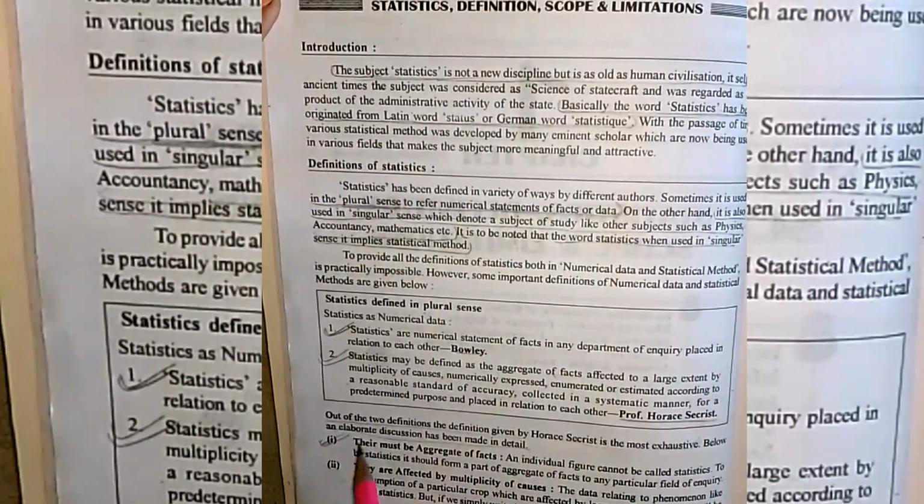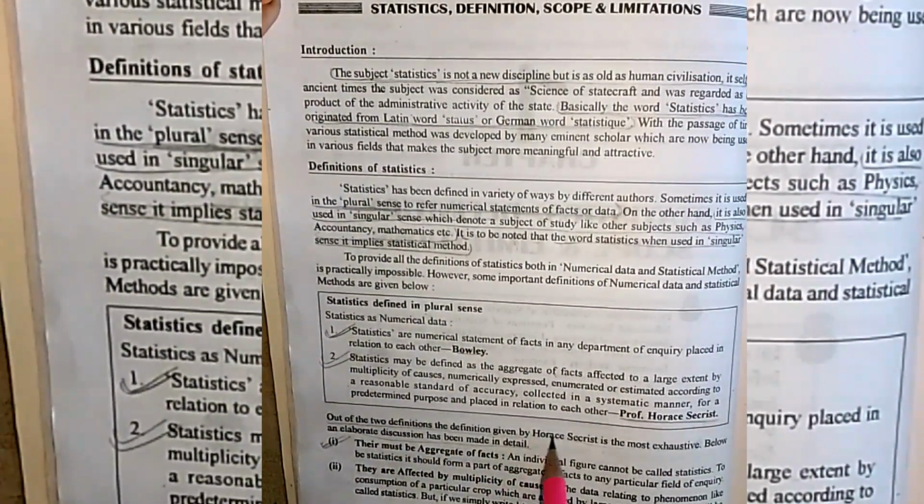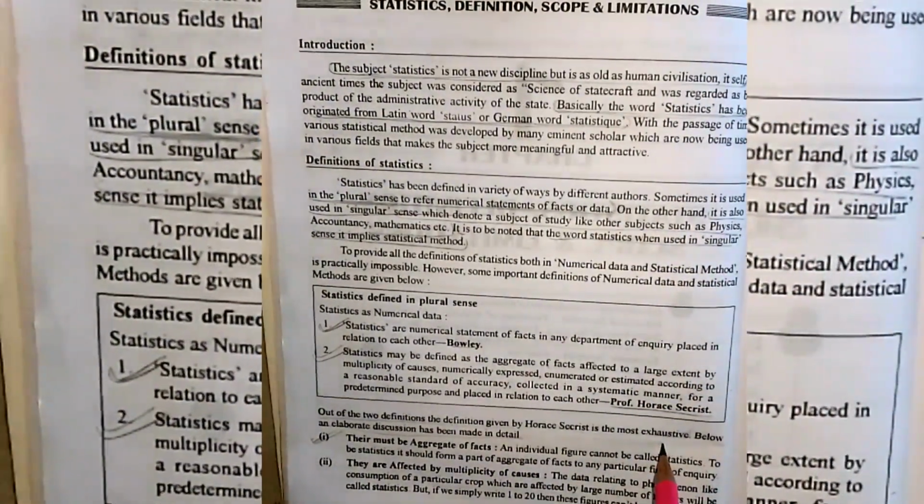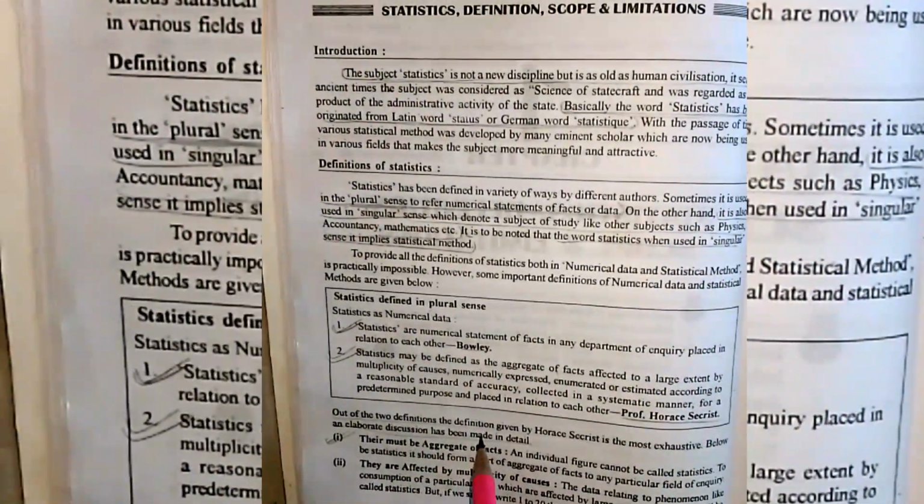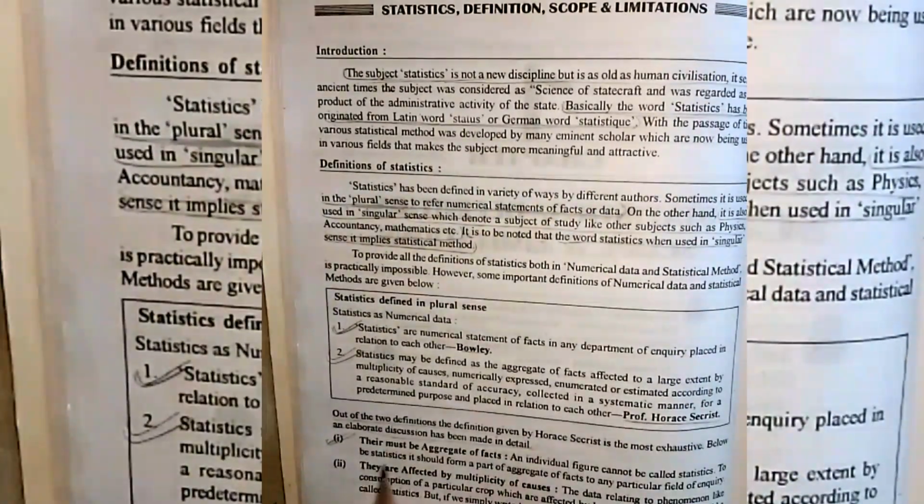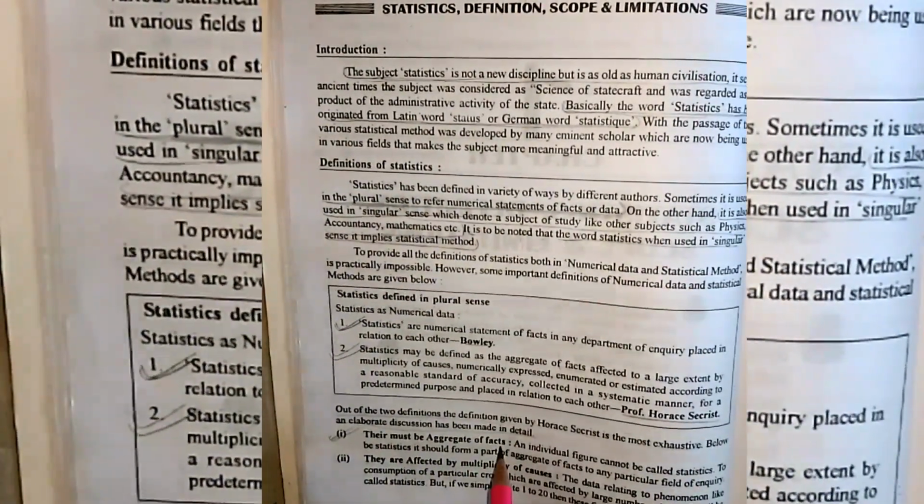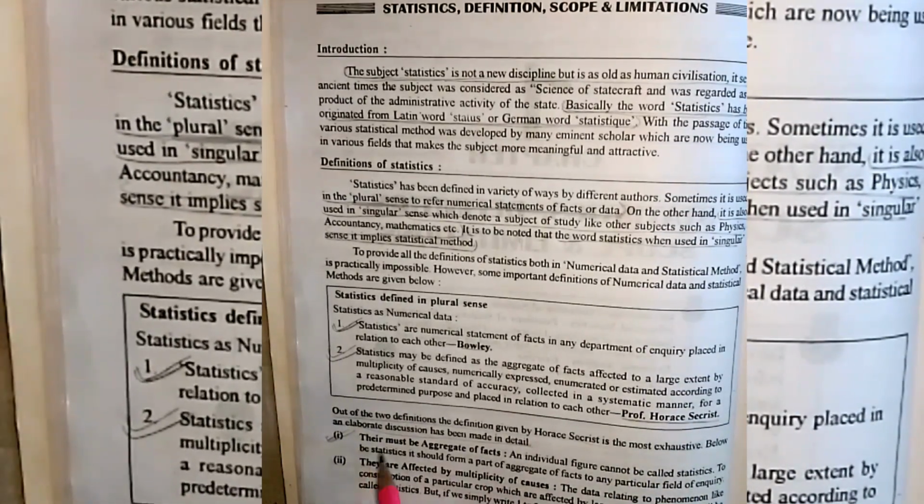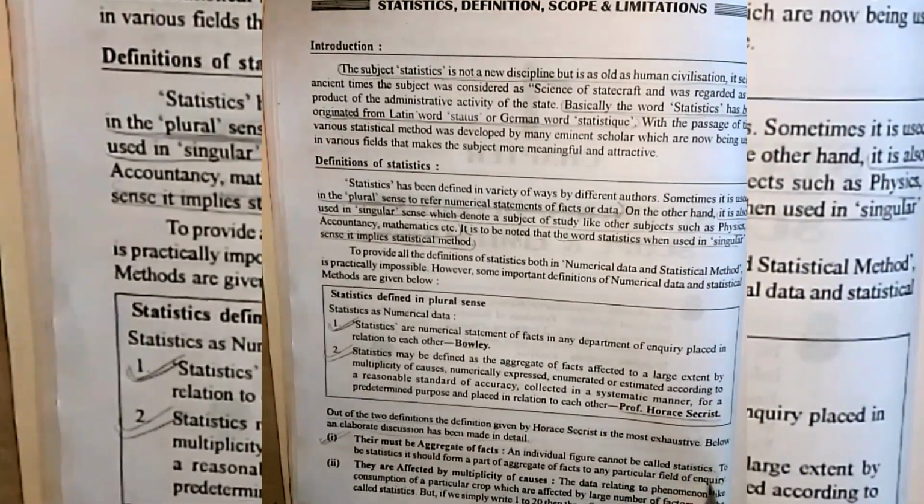Out of the two definitions, the one given by Horace Secrist is the most exhaustive. So we elaborate the discussion in detail. Number 1: there must be an aggregate of facts. An individual figure cannot be called statistics. To be statistics, it should form a part of an aggregate of facts relating to any particular field of inquiry.